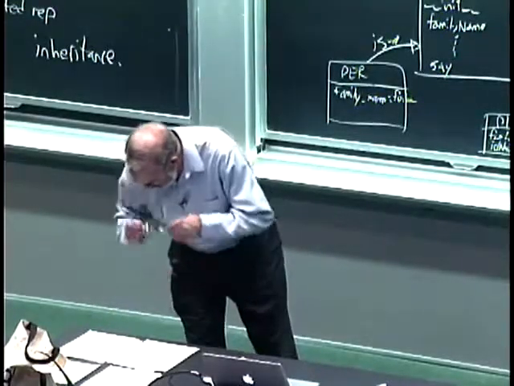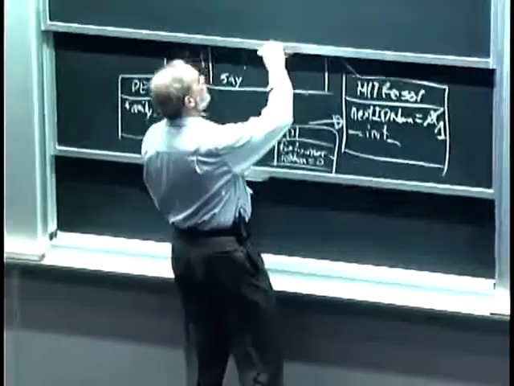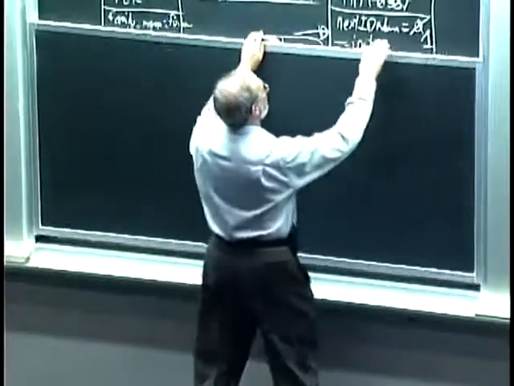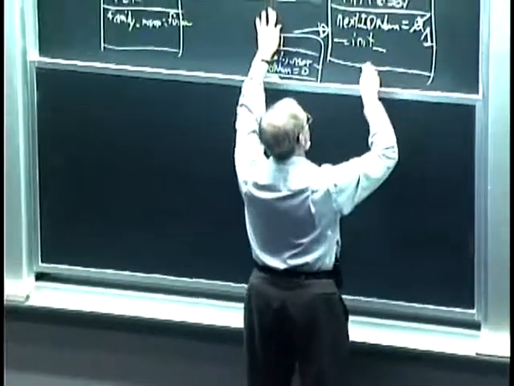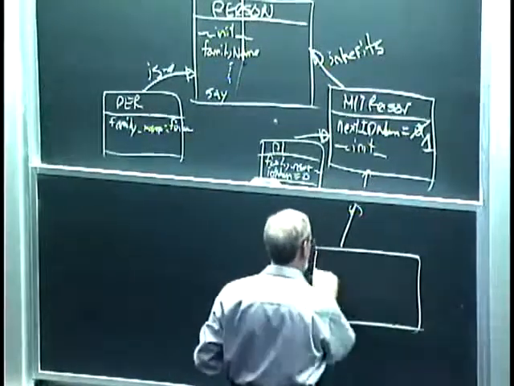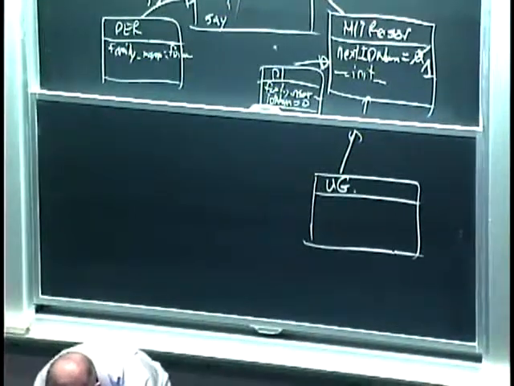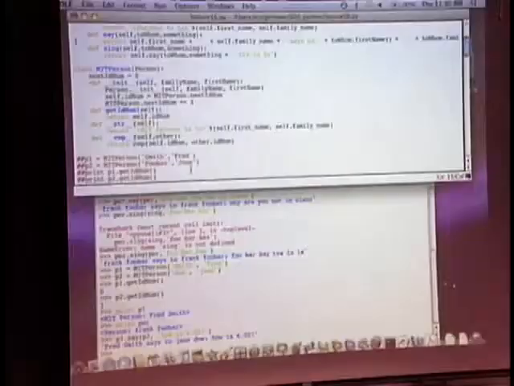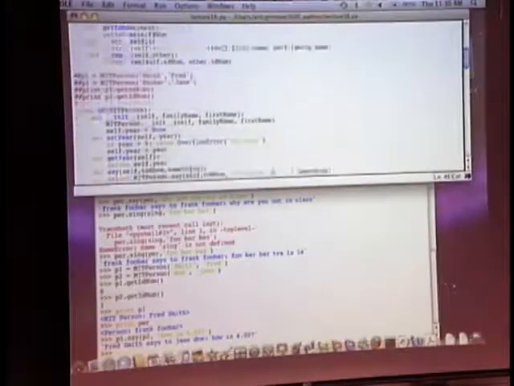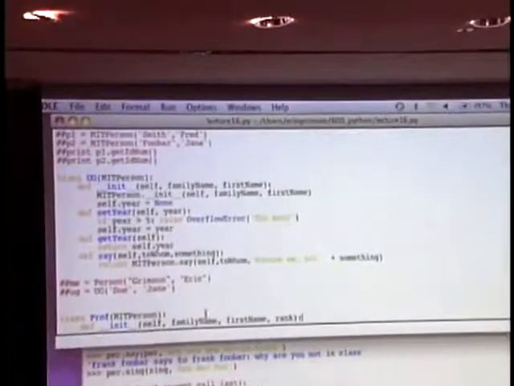We can use that. Let's add a little bit more to our hierarchy here. So I'm going to create the specialization of an MIT person, which is an undergraduate. A special kind of MIT person. All right, so if I go back up here, let's build an undergraduate. Okay, there's the class definition for an undergrad.